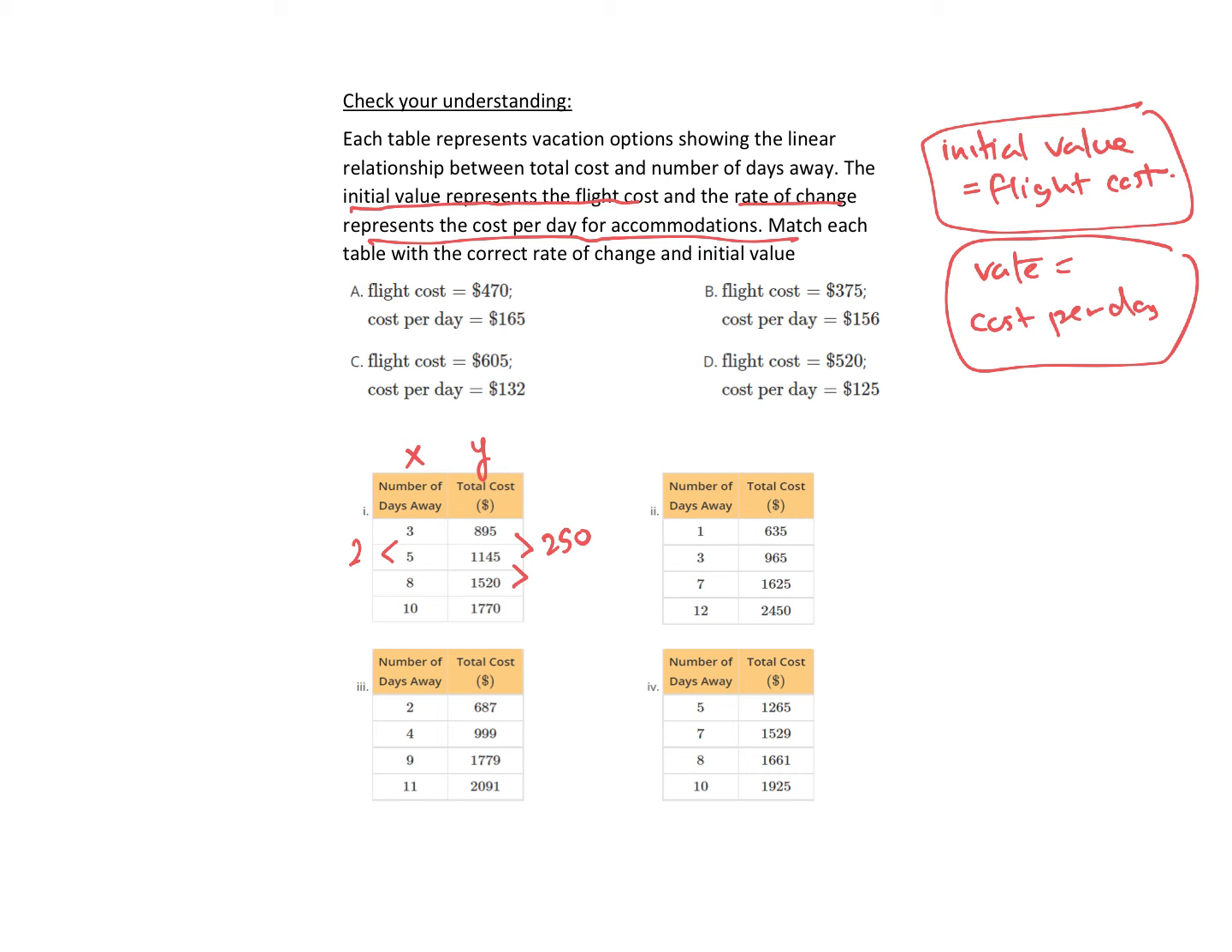So we do 1520 minus 1145 is 375, and that was for 3 days. Okay, so let's see what that rate of change is. So 250 divided by 2 is 125, and 375 divided by 3 is also 125. So the rate of change for the first table is $125. So it looks like D matches with that table.